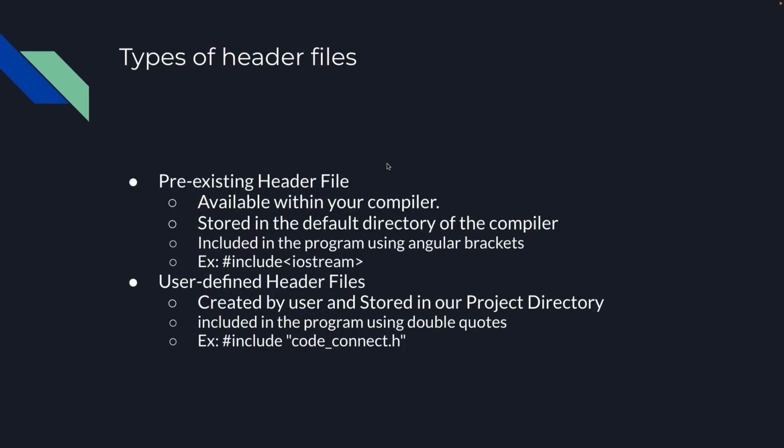Now, header files can be divided into two types: pre-existing header files and user-defined header files. Pre-existing header files are available within your compiler and stored in the default directory of the compiler, while user-defined header files are created by the user and stored in our current project directory. In order to import pre-existing header files, we use angle brackets, while we use double quotes to include user-defined header files, as shown in the example here.